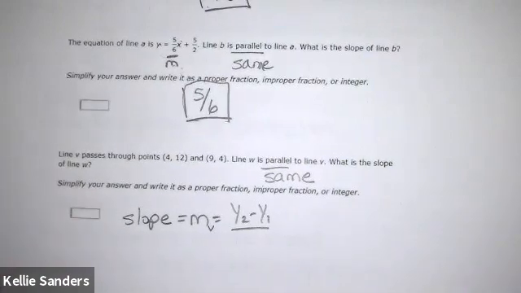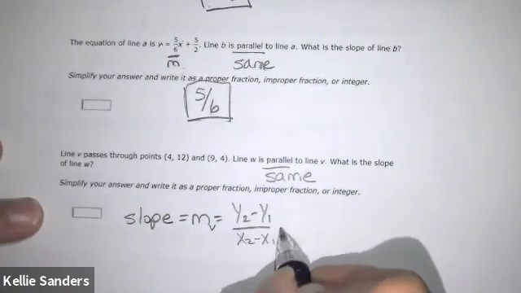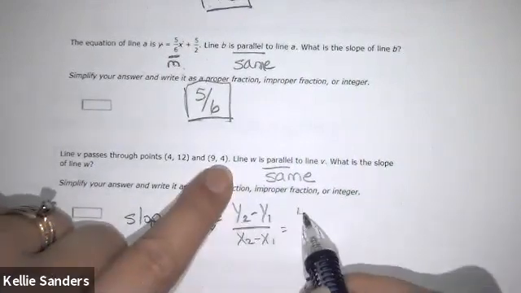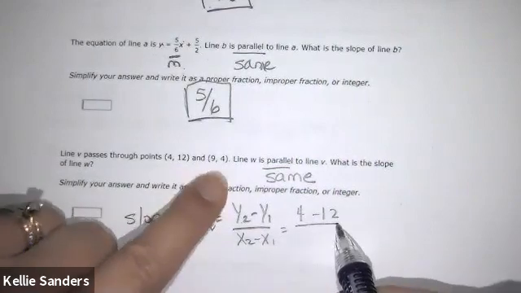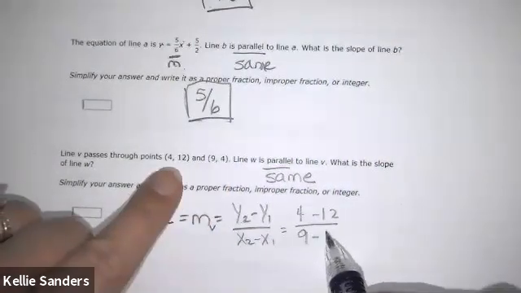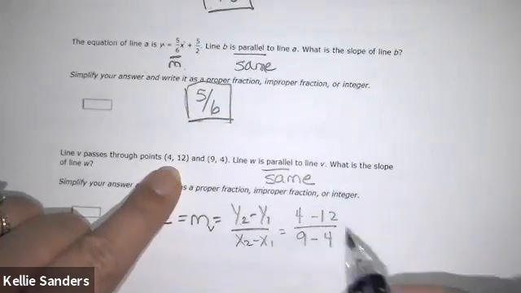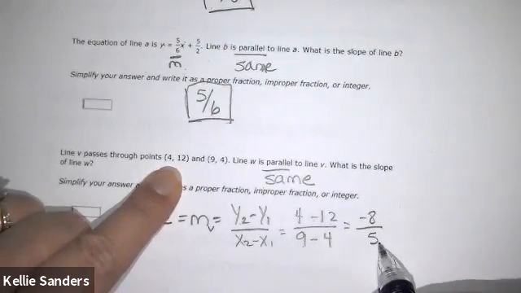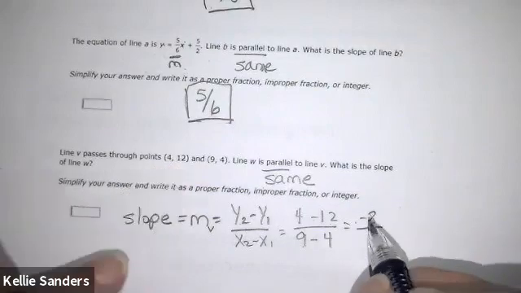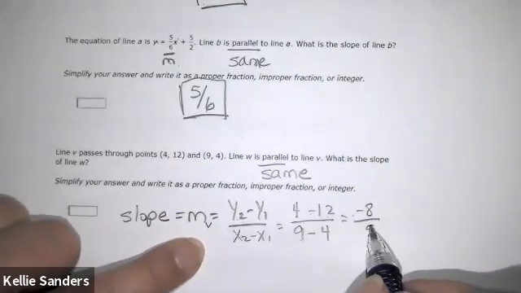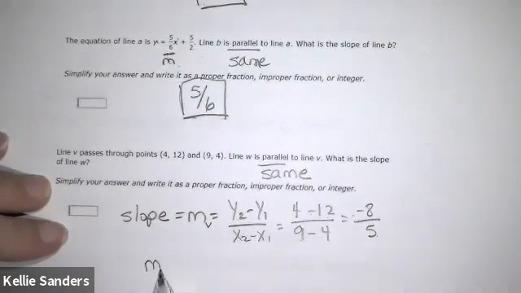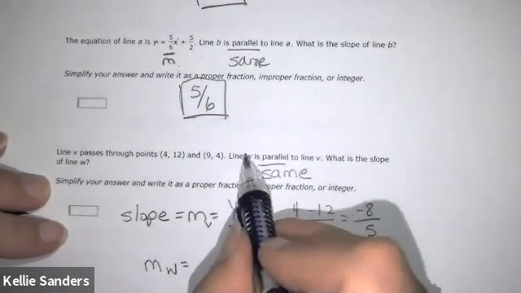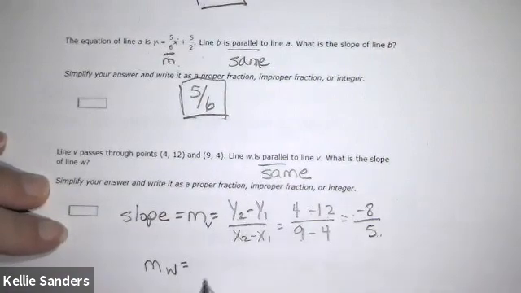I'm going to put a little subscript V there to tell me that this is the slope of V. So x2 minus x1. y2 is 4 minus y1 is 12. x2 is 9 minus x1 is 4. 4 minus 12 is negative 8. 9 minus 4 is 5. 8 over 5 does not reduce. There's only one negative. So the slope of V is negative 8 over 5. The slope of W is the same, negative 8 over 5.